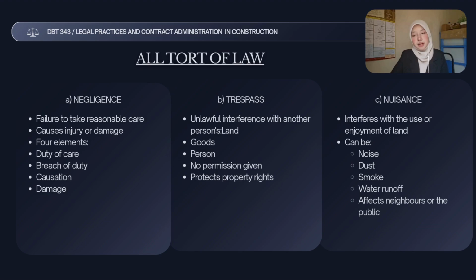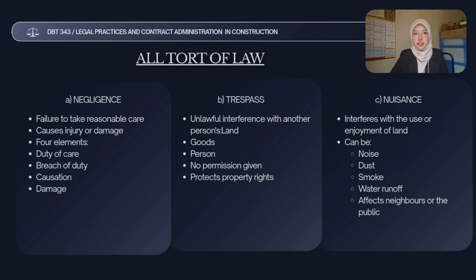The second is trespass. Trespass is unlawful interference with another person's land, property, or person without their permission. It can be divided into three types: trespass to land, trespass to goods, and trespass to the person. Unlike negligence, trespass does not always require proof of damage because the wrongful interference itself is enough to establish liability.